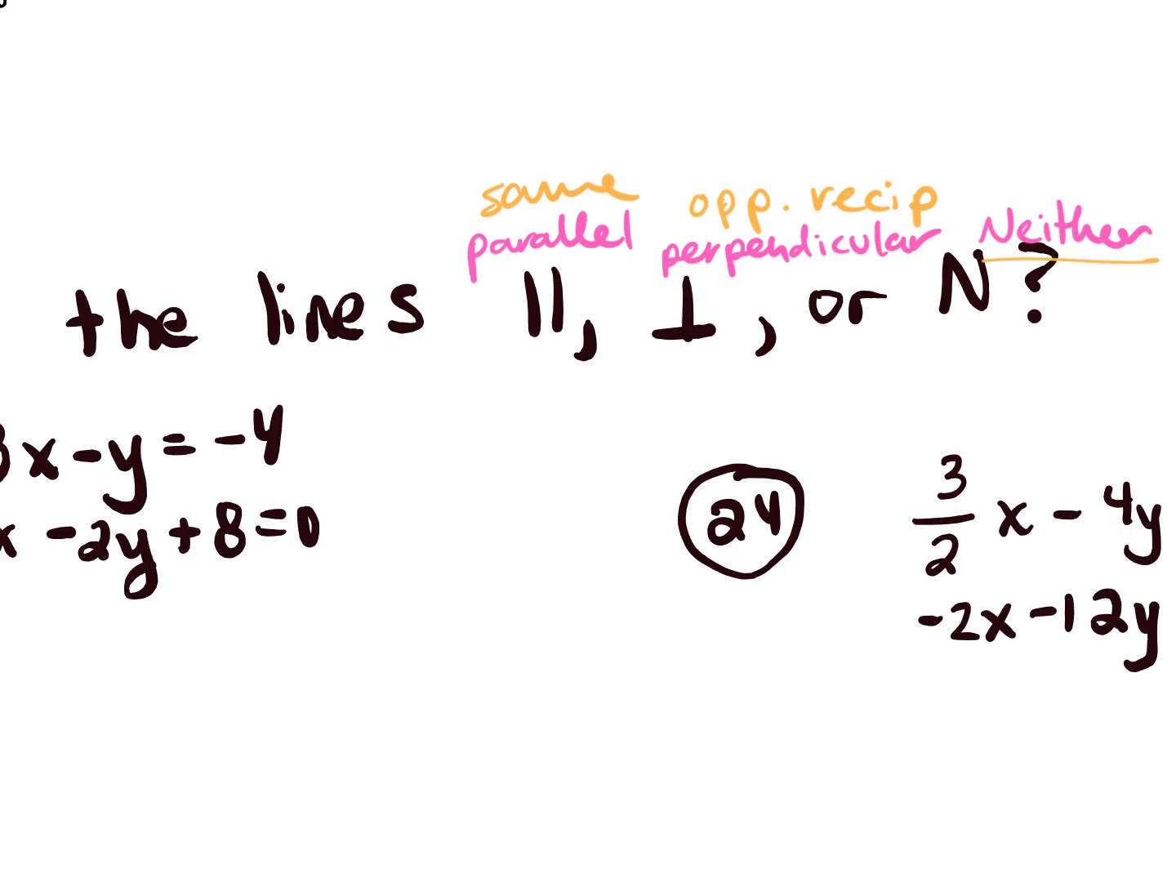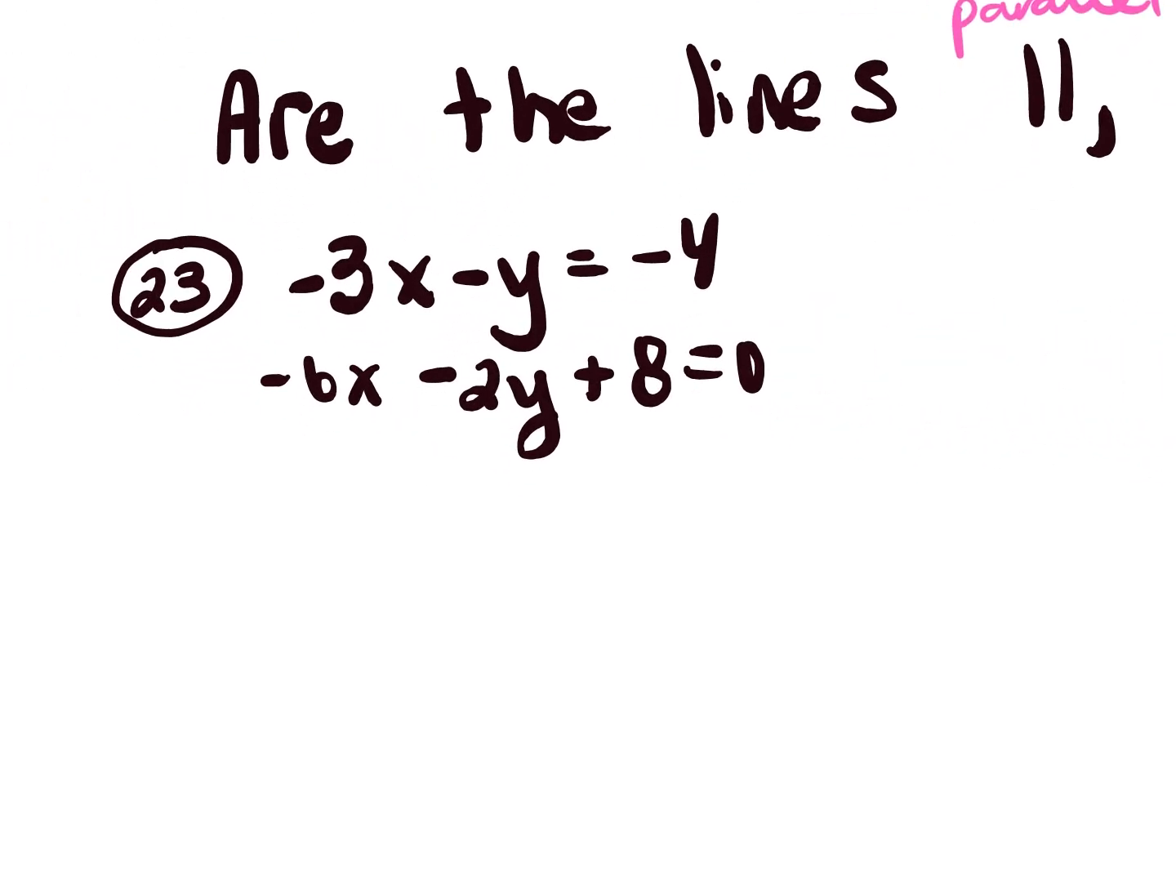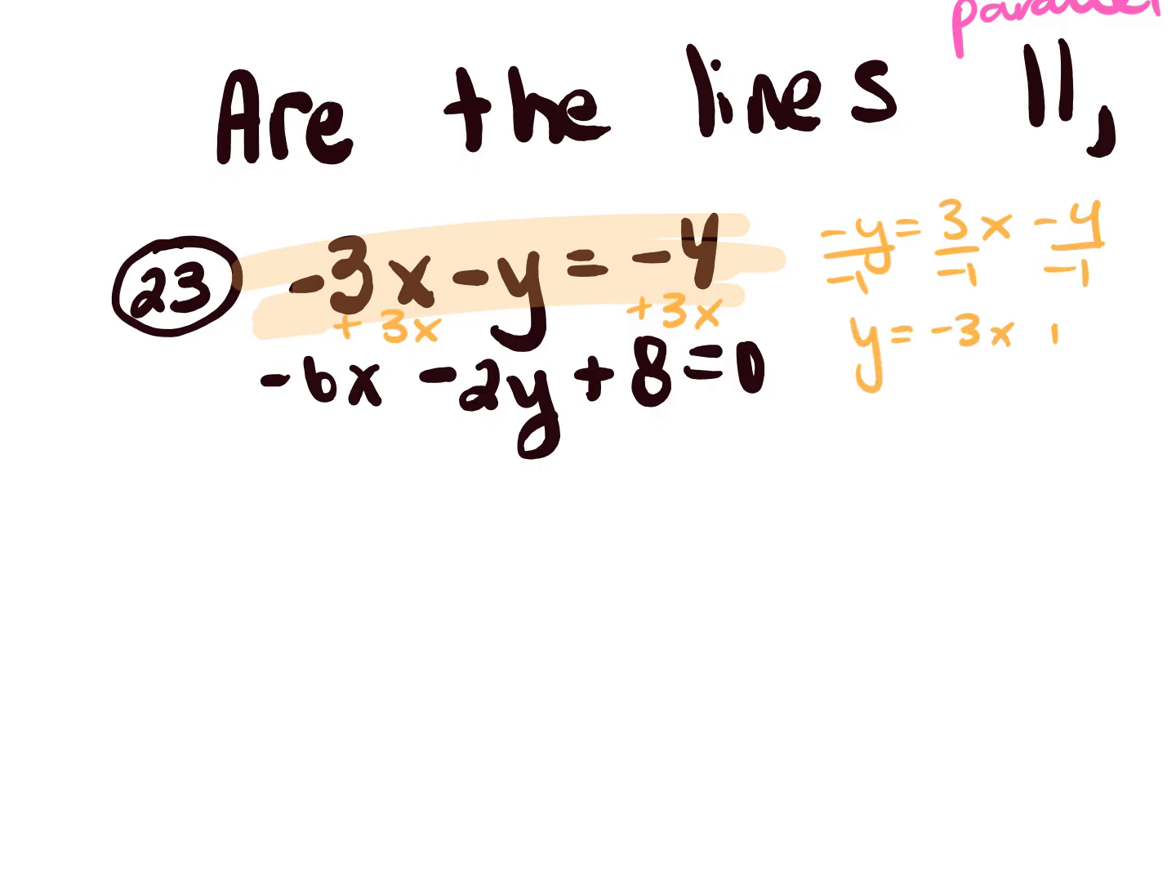So let's do 24. Actually, we'll start with 23. For the first equation, let's just work with one at a time. How would I find the slope? Perfect. We want to get the y by itself, so we're going to add 3x to move it to the other side. So I have negative y is equal to 3x minus 4. What should we do next? Divide everything by negative 1. So y equals negative 3x plus 4.